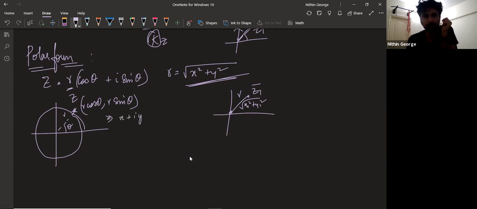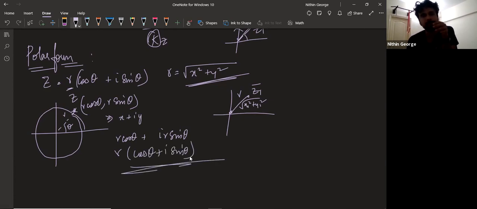X plus iy, right? So we rewrite that as x, which will be r cos theta, plus i into y, which will be r sin theta. And combining both together, I write it as r into cos theta plus i sin theta. Is this clear? This is polar form. You must have learned this already in school.